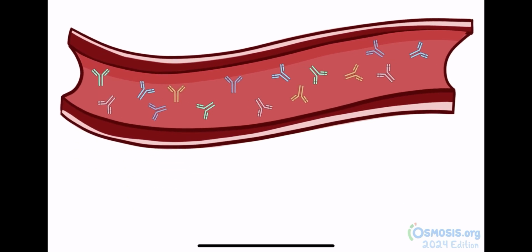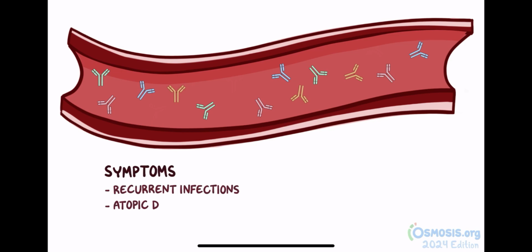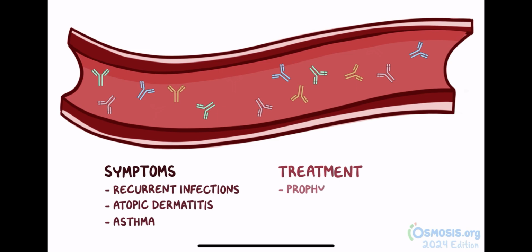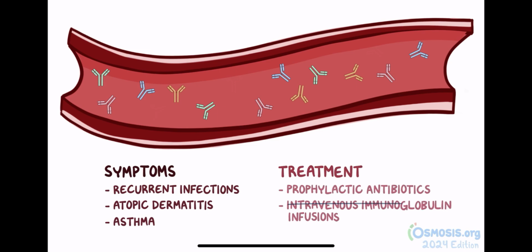Alright, as a quick recap. In isolated primary immunoglobulin M deficiency, there's a decrease in the level of free IgM circulating in the bloodstream, while the levels of other antibody classes are still normal. Symptoms can include recurrent infections as well as atopic dermatitis and asthma. Treatment can include prophylactic antibiotics, but intravenous immunoglobulin infusions are not typically helpful.